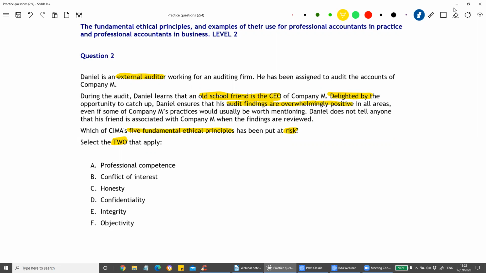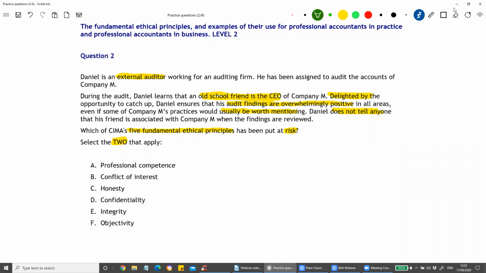Now, what he does note is that some of company M's practices would usually be worth mentioning, okay? But Daniel doesn't tell anyone his friend is associated with company M. So we've got that as well. Daniel doesn't tell anyone, okay? So now we've got the information, we know what we're looking for, and we can approach the answers, okay? So let's have a look at them all.